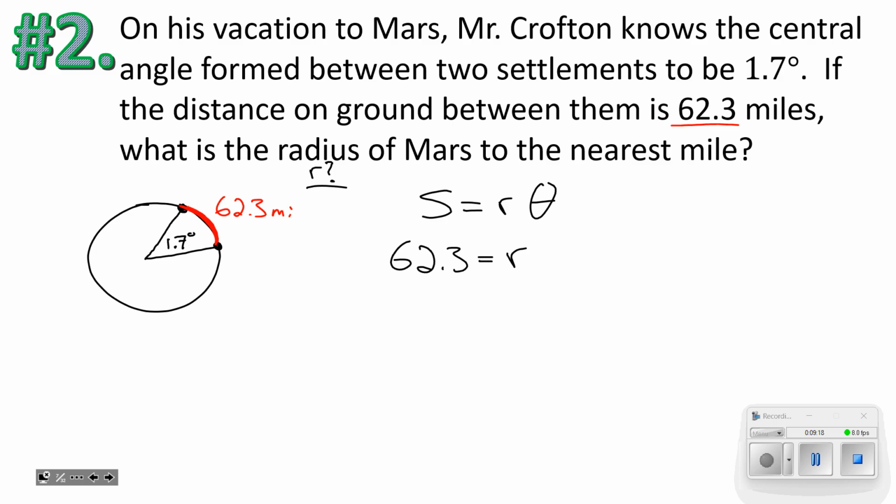This is the application of radians. So on the side, I'm going to do 1.7 degrees times pi over 180 degrees. That's going to cancel my degrees out and get me theta, 1.7 pi over 180. That is fine to leave it like that.